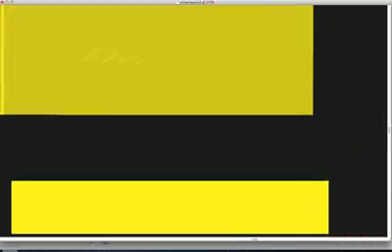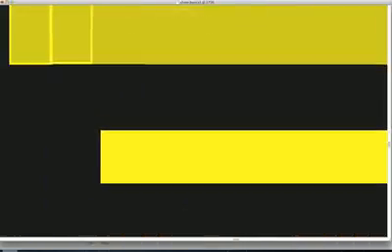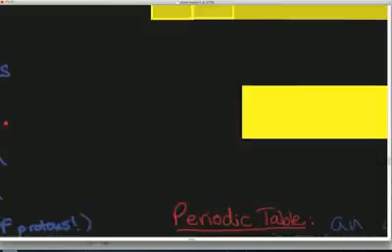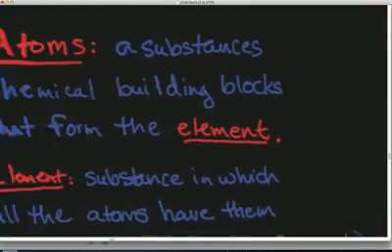But we are going to look at part 2. Make sure you check out, this was just a basic introduction of some terms and what chemistry is.